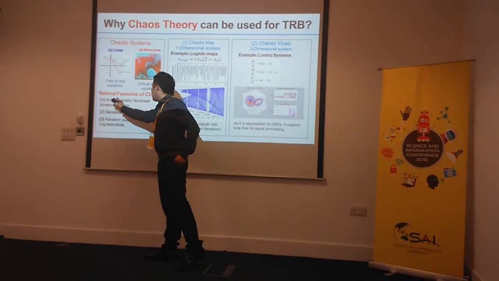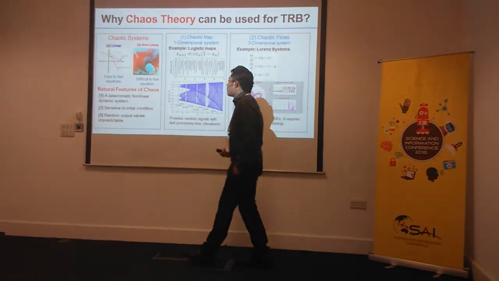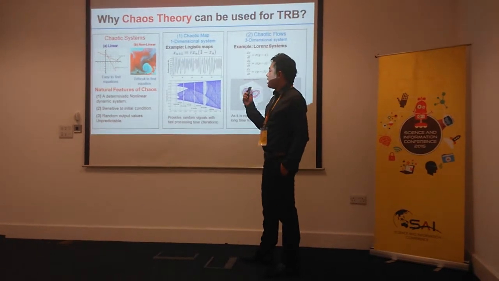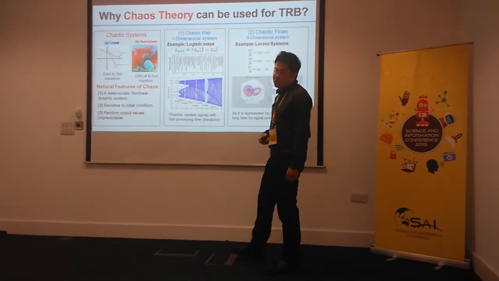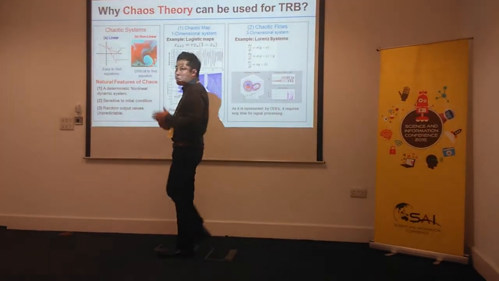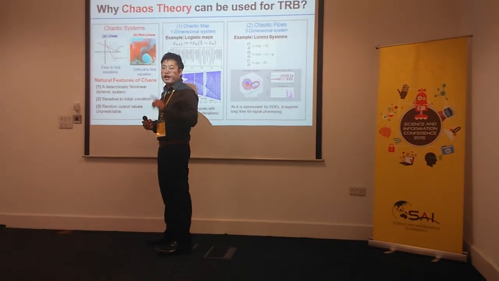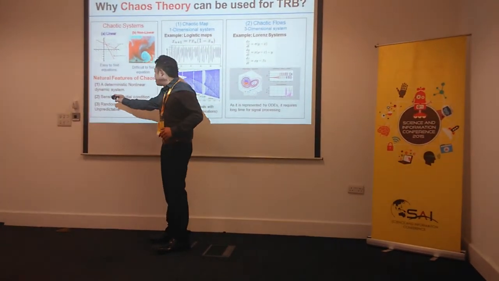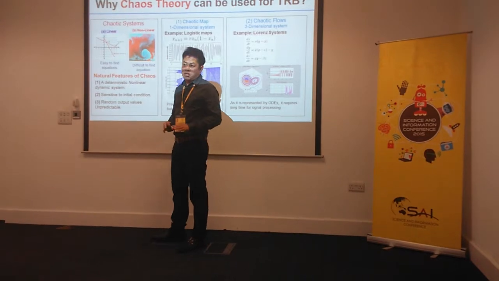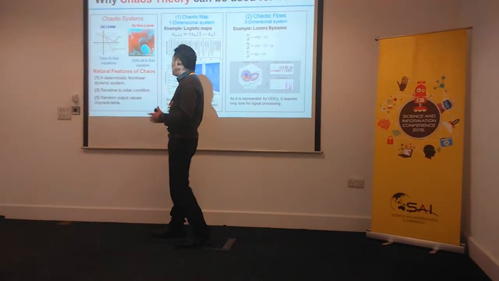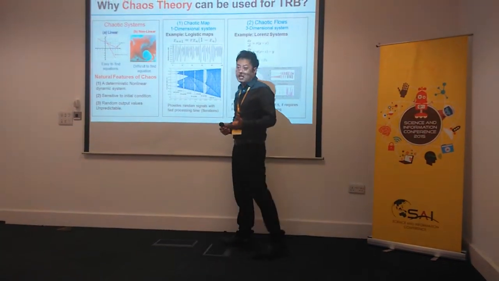And there are 3 natural features of chaos. The first one is a deterministic nonlinear dynamic system. That means in your equation you must have at least one nonlinear term. The second is that it is very sensitive to the initial condition, okay? And the third one is the random output values, unpredictable.